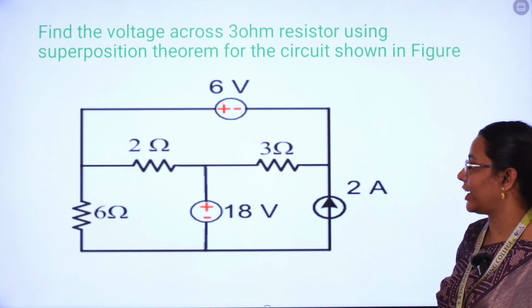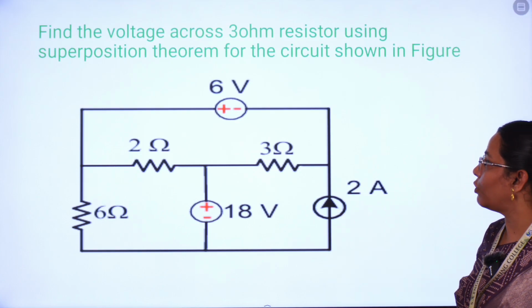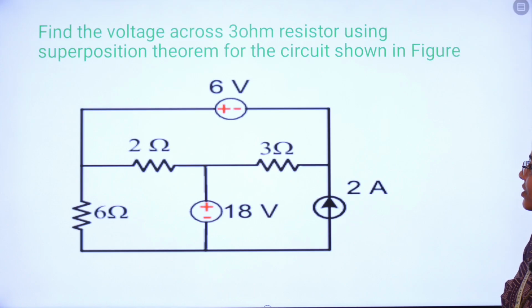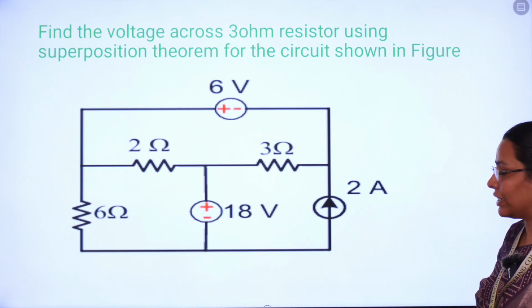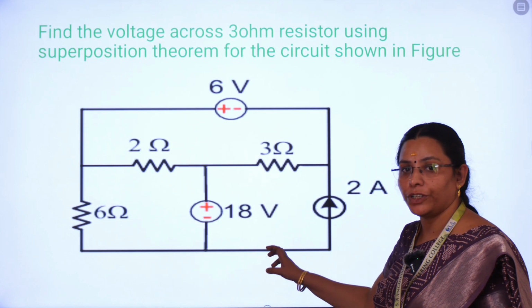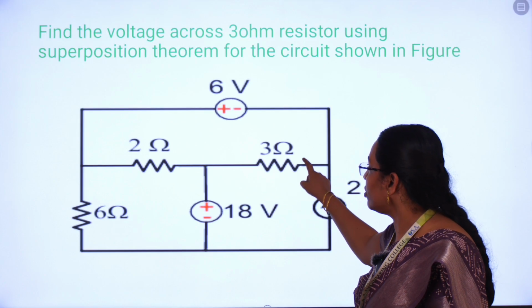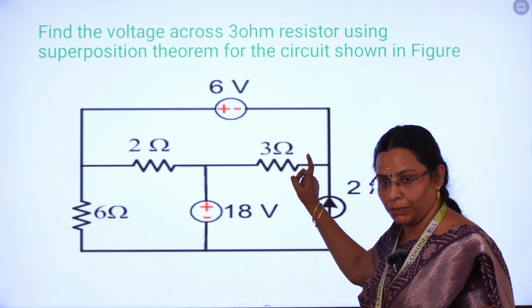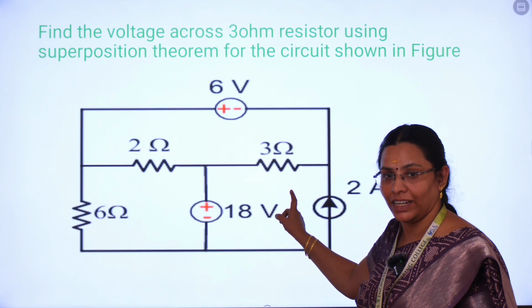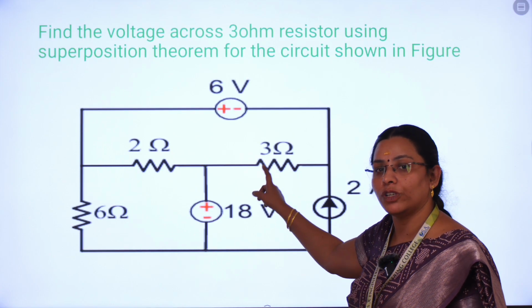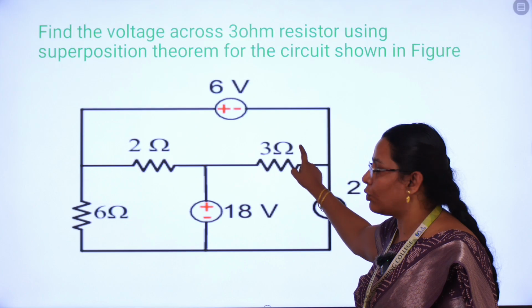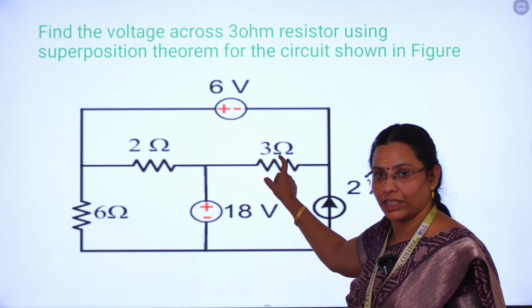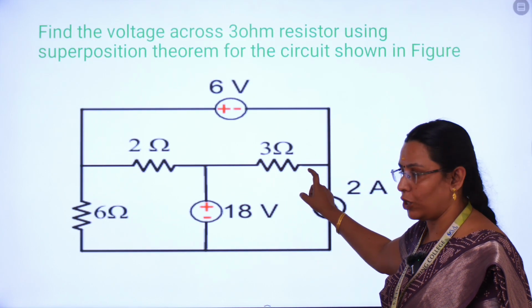So now this is the next problem. Find the voltage across the 3 ohm resistor using the superposition theorem for the circuit shown in the figure. So this is the given problem. In this problem, we are going to calculate the voltage across the 3 ohm resistor. They are not asking for the current, but they are asking for the voltage. So what is the voltage across the 3 ohm resistor?